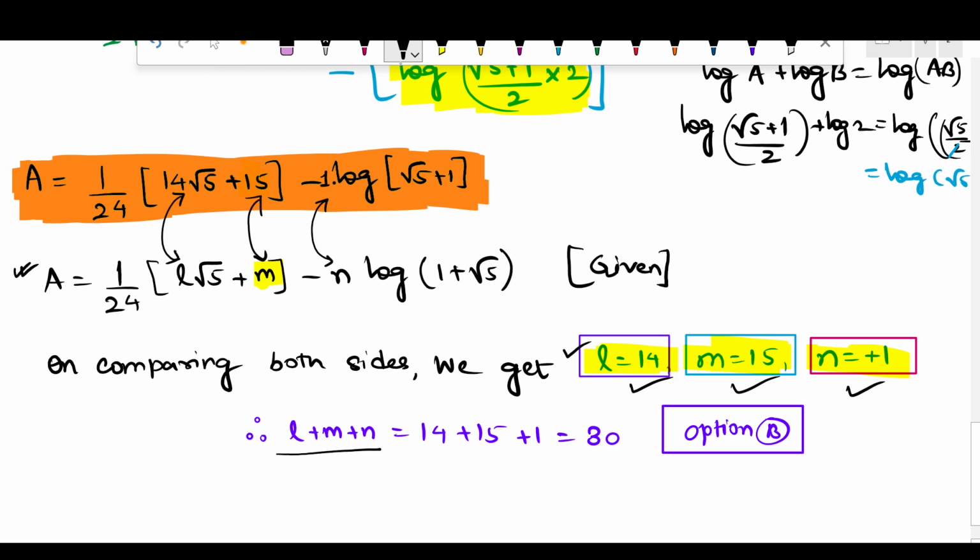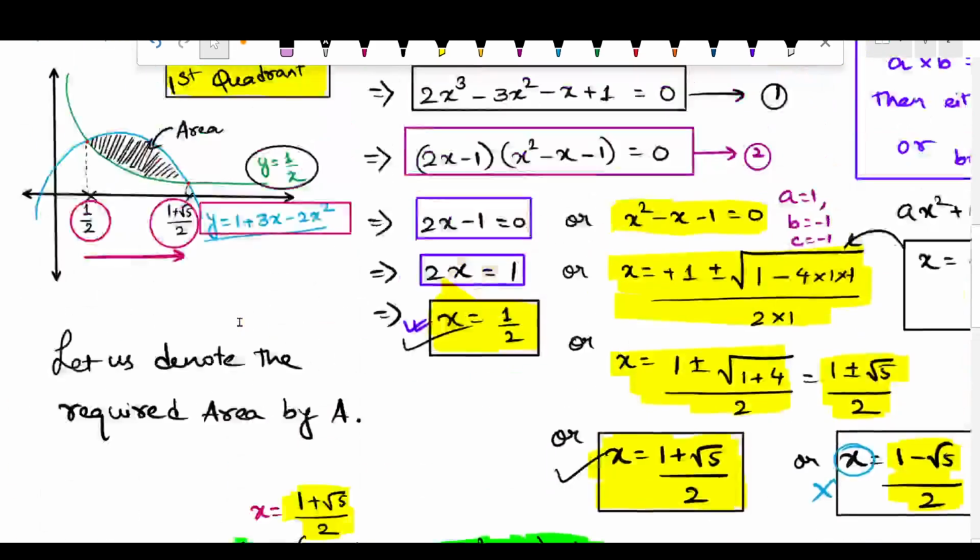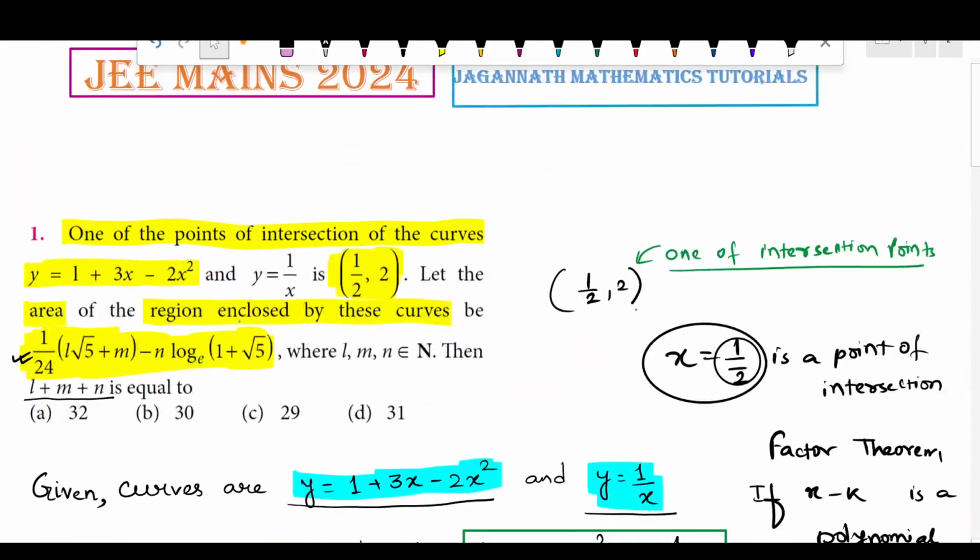Now we add this up. This will be 14 plus 15 plus 1, which is equal to 30, which is option number B. Yes. So this is the correct answer.